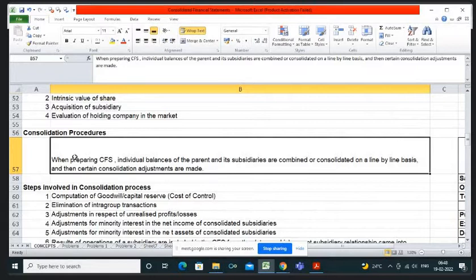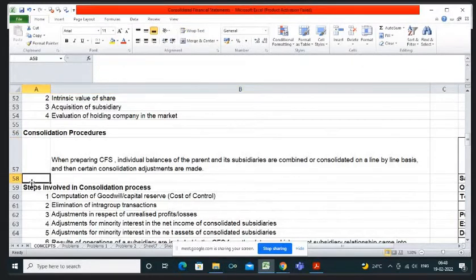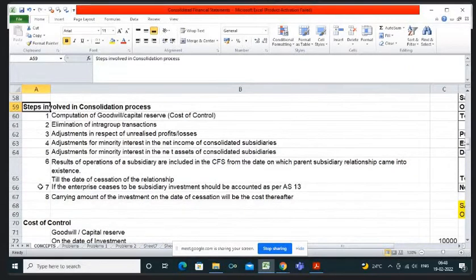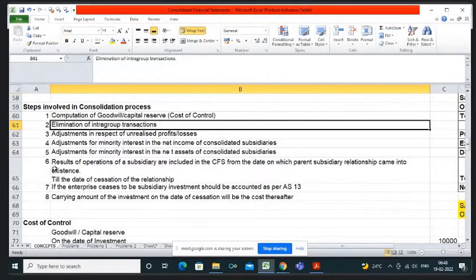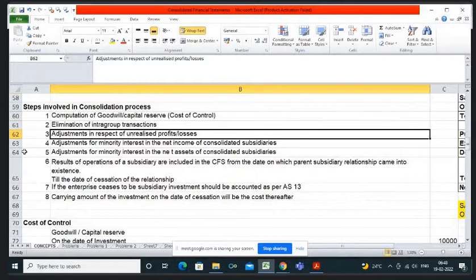And during this process, we have to take care of few things, which is called as steps involved in consolidation process. So last class, we have started with the steps involved in consolidation process. The first step is computation of goodwill or capital reserve, which is called cost of control. And we have to eliminate the intra-group transactions. These things we discussed in last class. And adjustments in respect of unrealized profits and losses that we will discuss today.